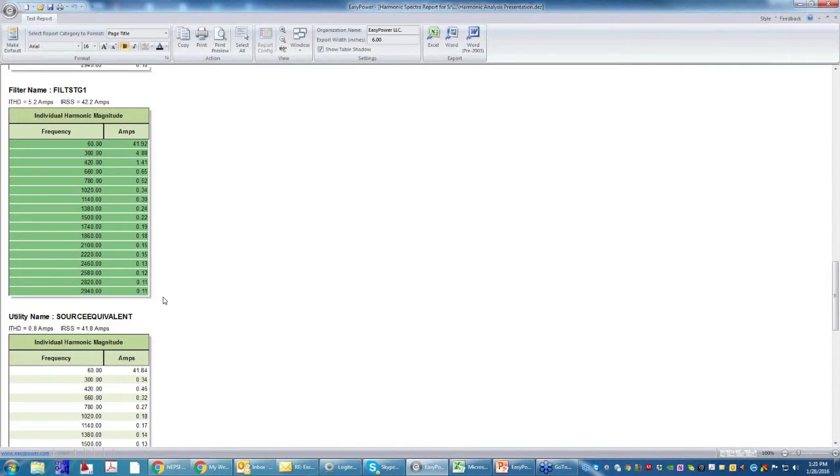The reality of the situation is that in most cases when you do a harmonic analysis, the harmonic current that you calculate is going to be much lower than what you want it designed for, because you want to have a significant margin in your design. So in this particular case, you can see I had a 60 hertz current of 41 amps into this filter branch, and I got a fifth harmonic of 4.88 amps. You certainly would not want to specify a harmonic filter that had a fundamental rating of 42 amps and a fifth harmonic current rating of 5 amps.